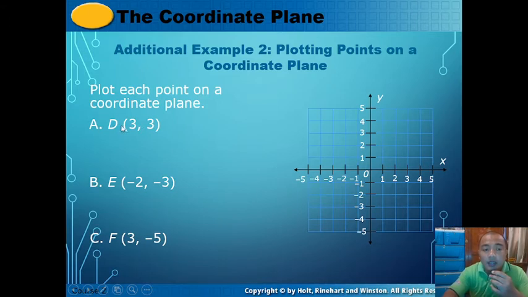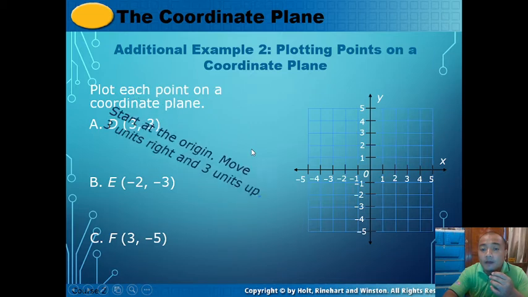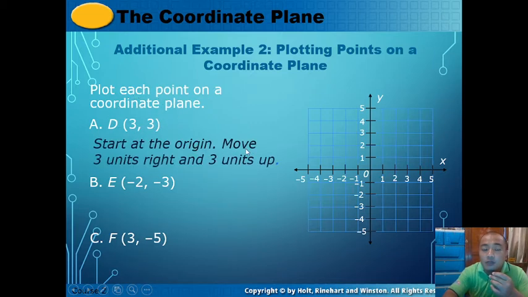Plot each point on a coordinate plane. Letter A, point D with the coordinates (3, 3). Okay, start at the origin, move 3 units to the right and 3 units up. There.